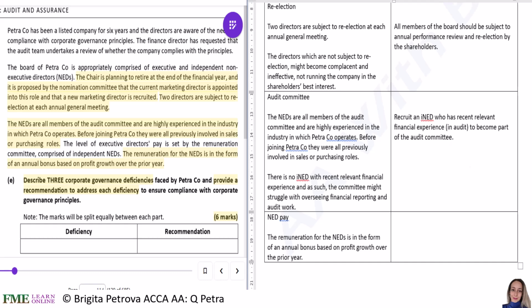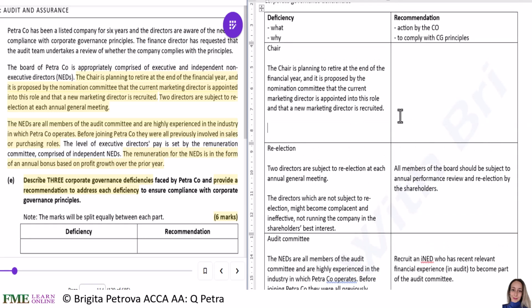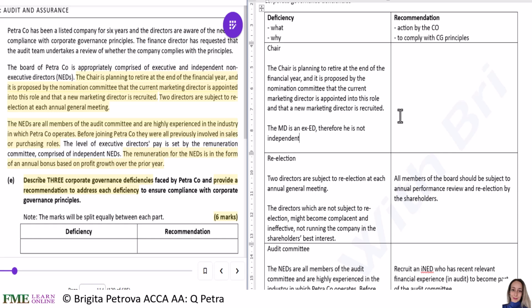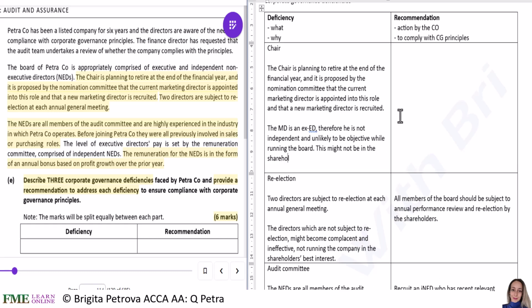We got 4 marks, 4.5 in fact. So let's make them 6, okay? Shall we go for the chair? So here, where we said that the marketing director is proposed to become the chair, we should say that the MD is an ex-executive director, therefore he is not independent and unlikely to be objective while running the board. This might not be in the shareholders' best interest.